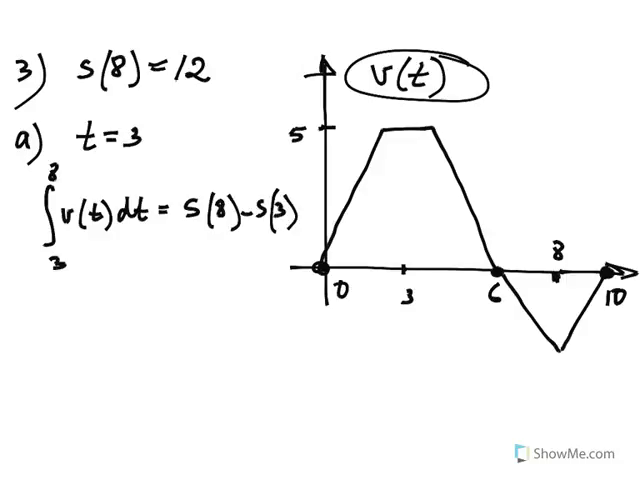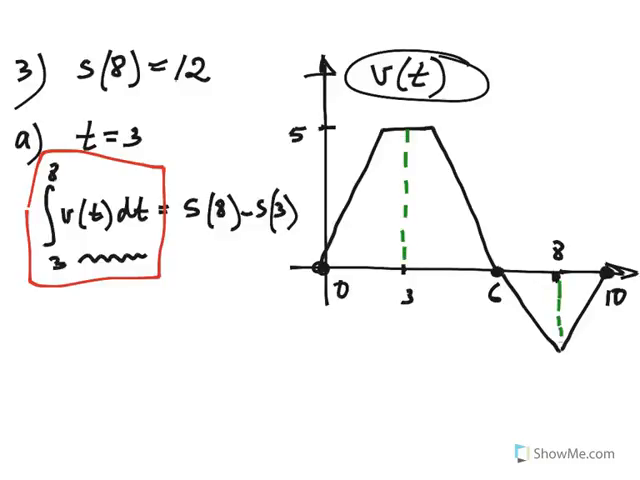Correct? All right, now the question is, we don't have any equations. We don't have the equation that represents the velocity. All we have is this graph. But how do we find this entire integral? Well, if you remember, the integral is the area under the curve. So what are the boundaries? 3 and 8. So we are between 3 and 8, and we need to find this area.